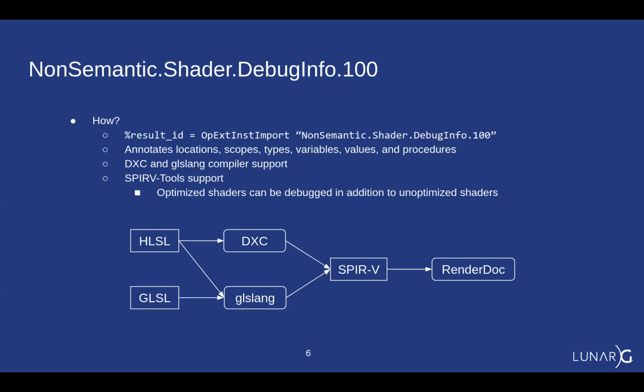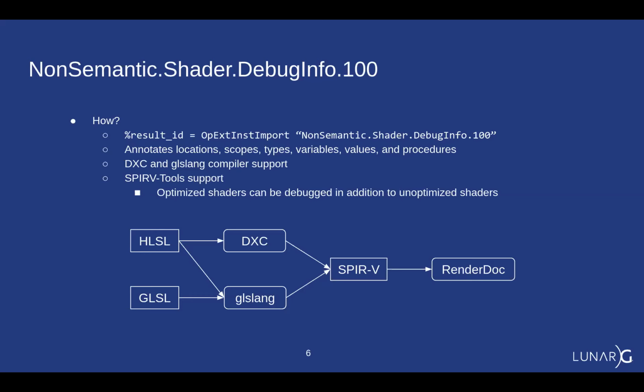And the extension itself has a very simple task. It annotates locations, scopes, types, variables, values, and procedures. Both DXC and glslang currently support this extension. And as I mentioned before, SPIR-V Tools supports this extension. So that means that you can optimize your shaders and still be able to debug them.